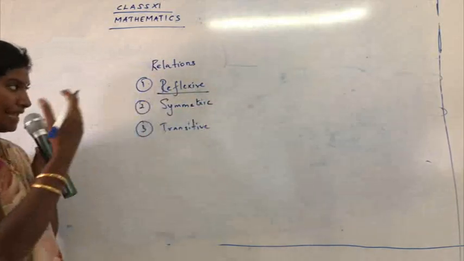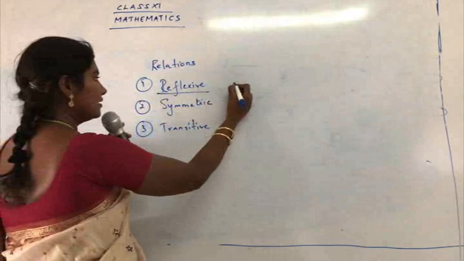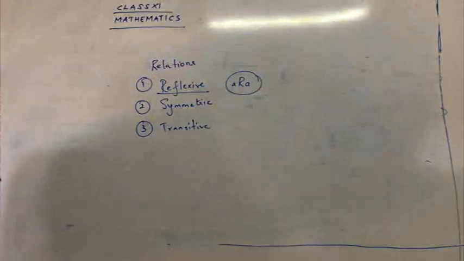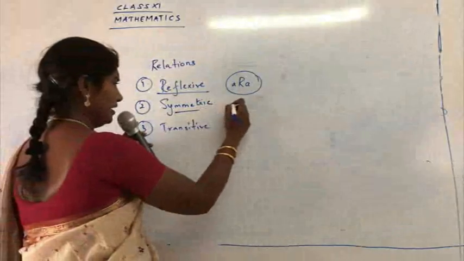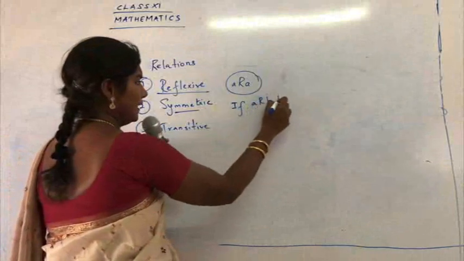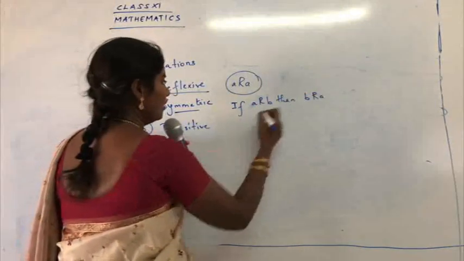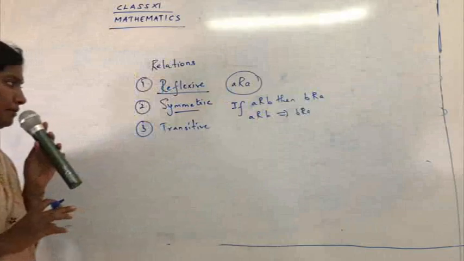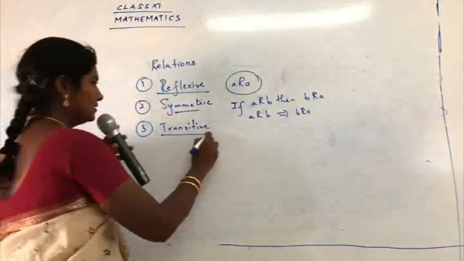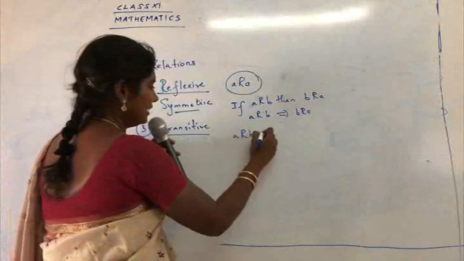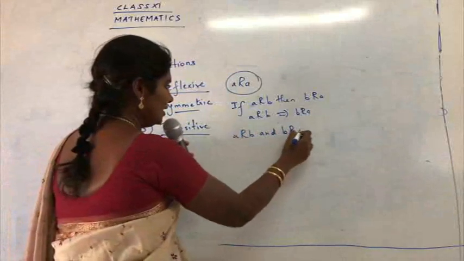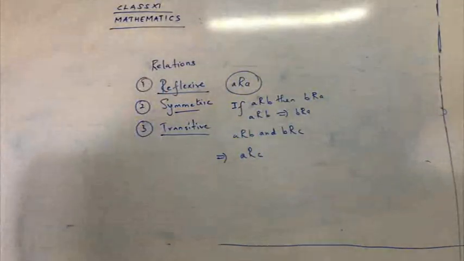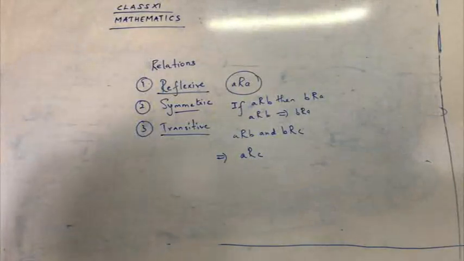About reflexive, it's the same thing that gets reflected. It's like A related to A. It deals with the same element, or we can say one thing at a time. Symmetric: if A related to B, then B related to A, or we say A related to B implies B related to A. The third one was transitive: A related to B and B related to C implies A related to C. Is it clear, children?